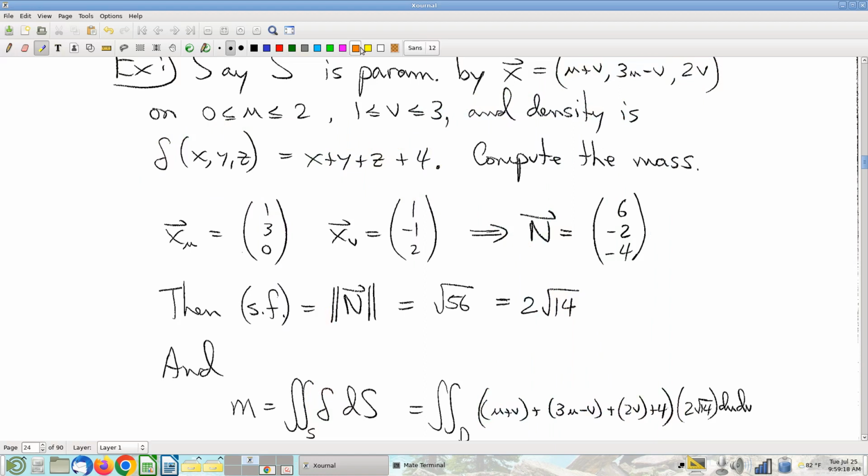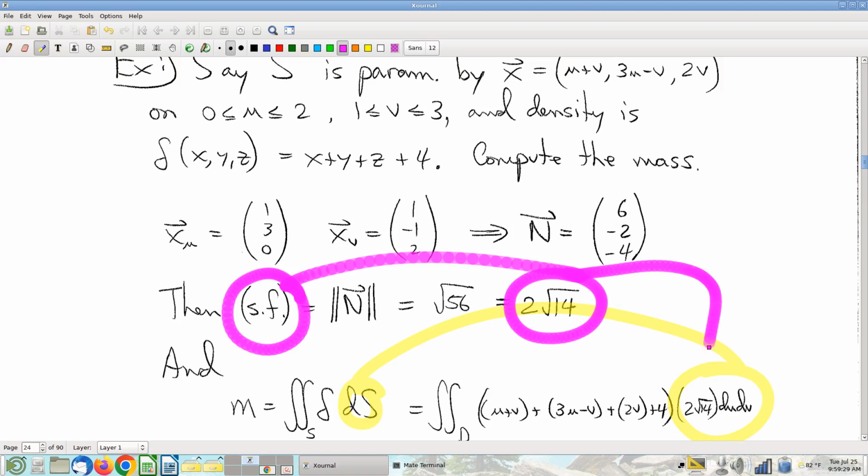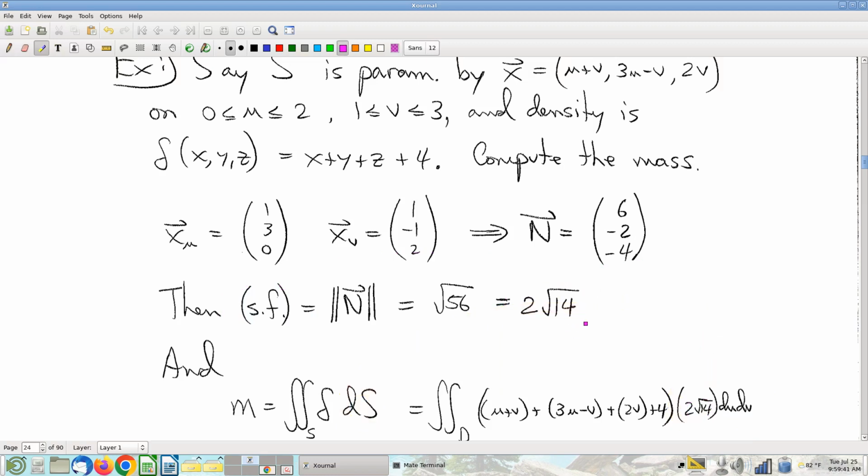Then there's the question of the dS. Of course, dS is just the stretching factor times du dv, and we've already computed our stretching factor to be root 14. So, boom, we're in business. Everybody happy? Okay. Very pluggy-chuggy.